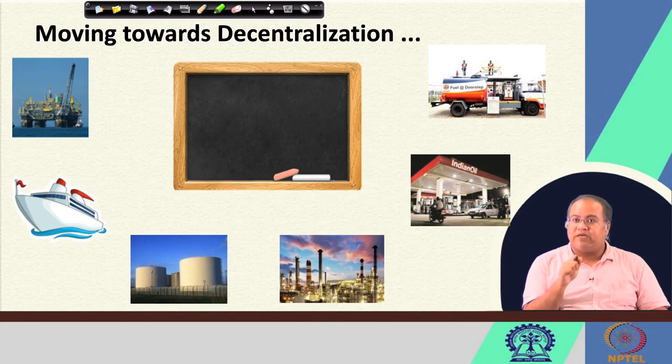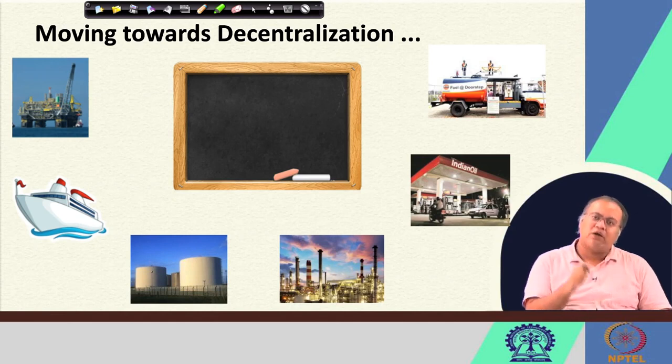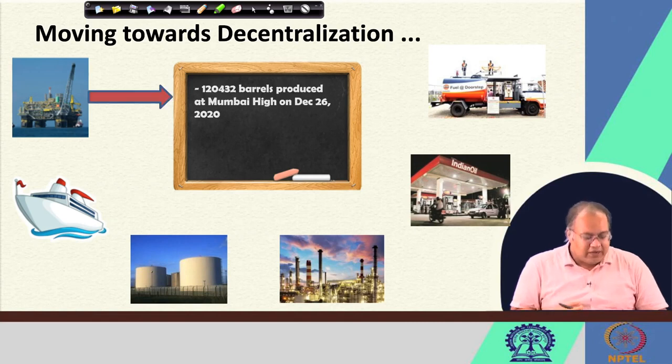No one will be able to change that, and on that blackboard I am bringing up all the stakeholders who are there in the end to end supply chain. So, everything that is happening in this end to end supply chain is going to get logged or recorded on this blackboard. Whenever some crude oil is produced, the corresponding stakeholder puts up information on the blackboard saying that 12042 barrels were produced on Mumbai High on December 26, 2020.